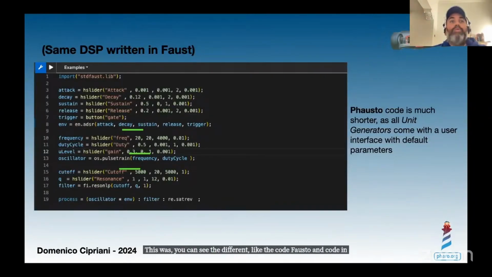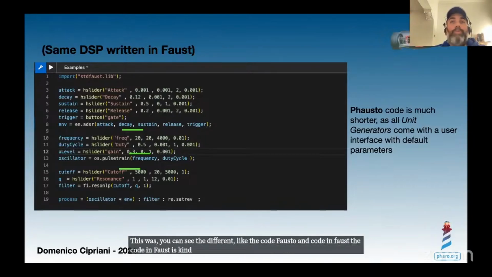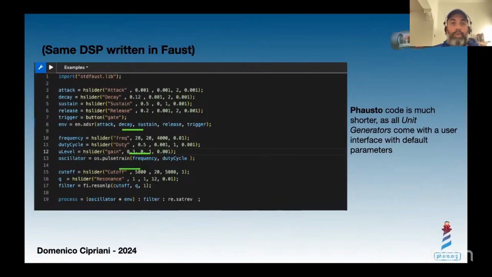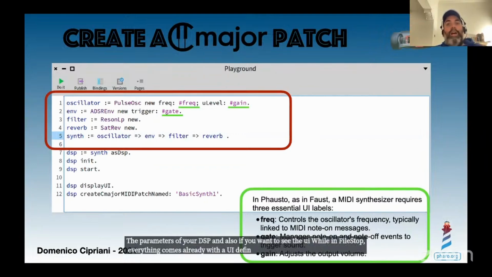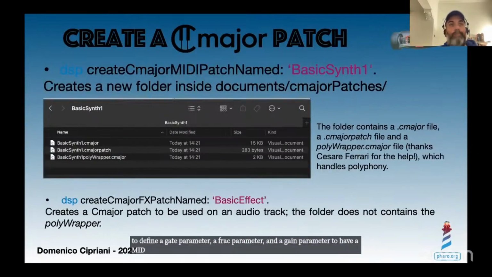The code in Faust is much more verbose because in Faust you have to define UI parameters if you want to control the parameters of your DSP in real time, and also if you want to see the UI. While in Phausto, everything comes already with a UI defined. So the only thing you have to do is define a gate parameter, a FRAC parameter, and a gain parameter to have a MIDI synthesizer.